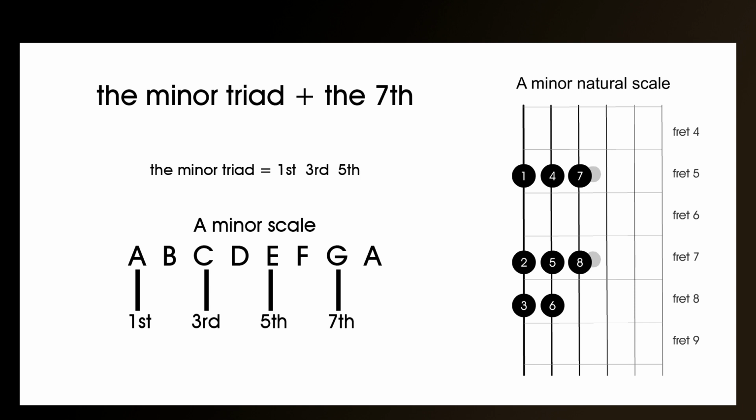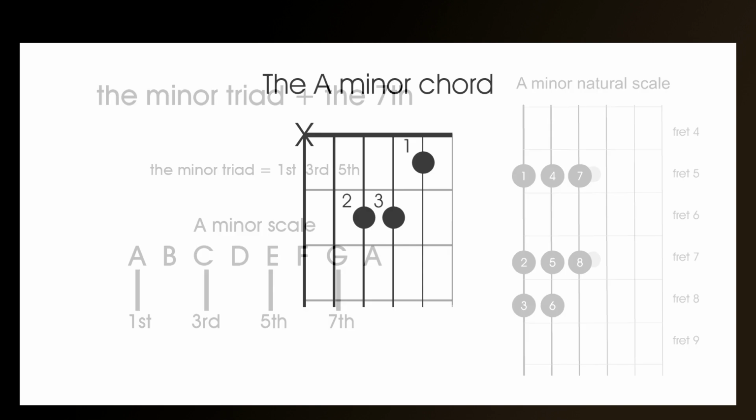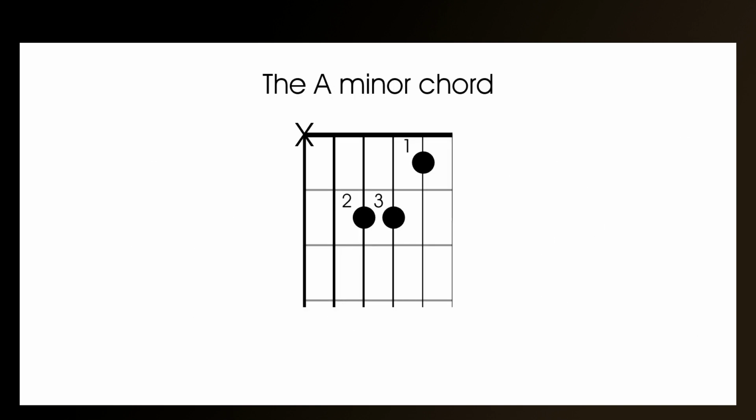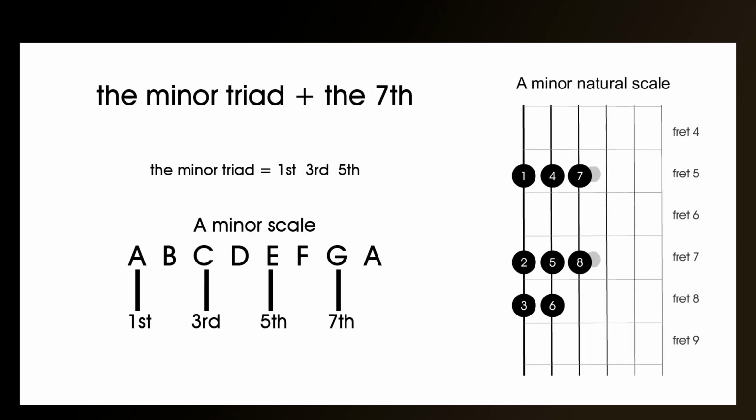And to find the minor seventh chord, we use exactly the same principle as we did to find the major seventh chord, but using the minor scale. So the first thing we need to do is either find an A minor chord or find the triad of the A minor chord, which again is the first, third and fifth note of the natural minor scale.